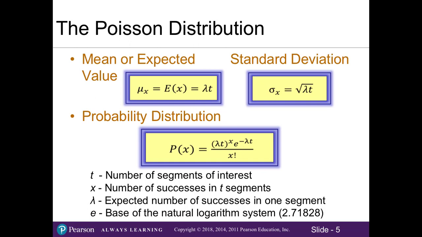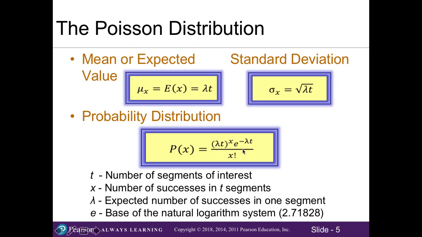The E here that you see in the formula is the base of a natural logarithm system. It's valued at 2.71828, but if you use your calculator, you'll just look for the button that says E and it will generate that number for you. If for whatever reason your calculator does not have the E button, then you can manually enter 2.71828 to use the formula.